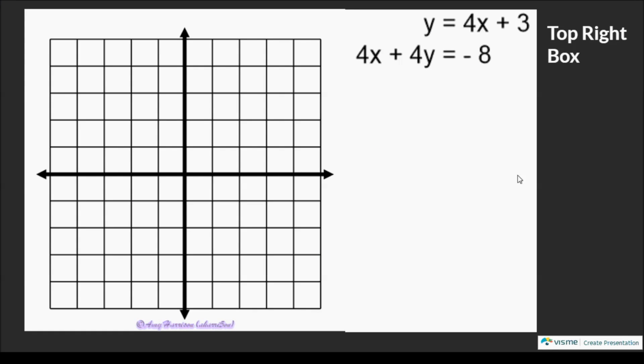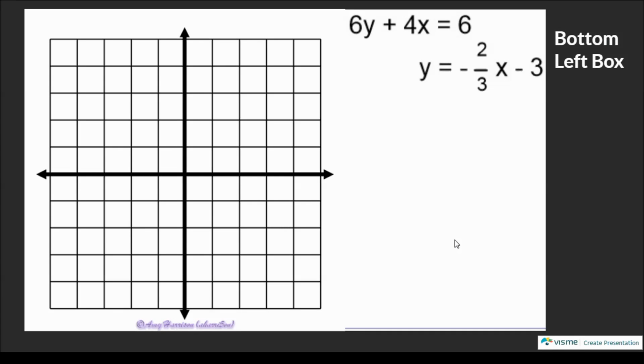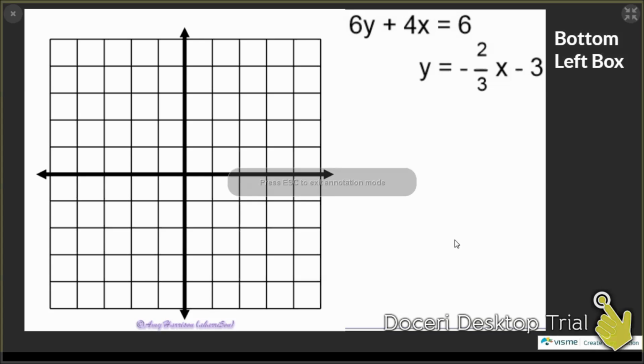Okay, so with that said, I want you to move down to your bottom left box, and I'm going to give you a second to write this equation down. Remember, we want to have our equal signs lined up. After you've written this equation, I'm going to give you a few minutes, and I want you to graph both of these, see what this graph looks like. Okay, so you're writing it and then working it out. Ready, go.